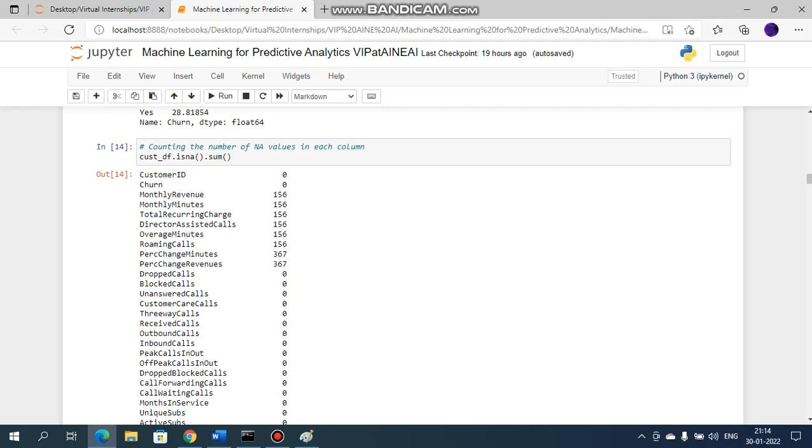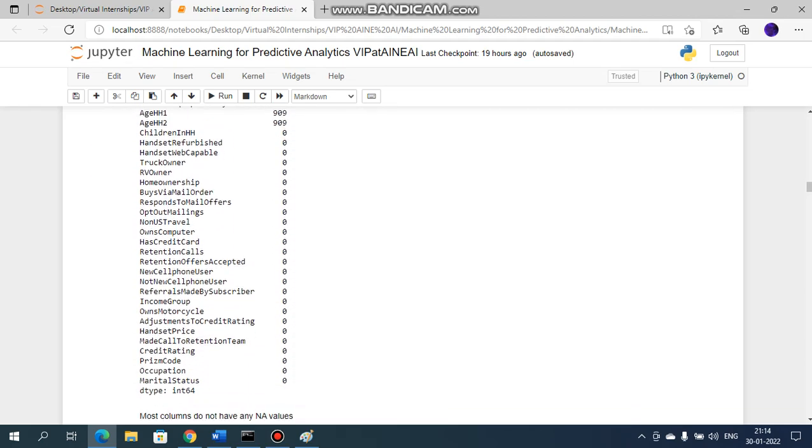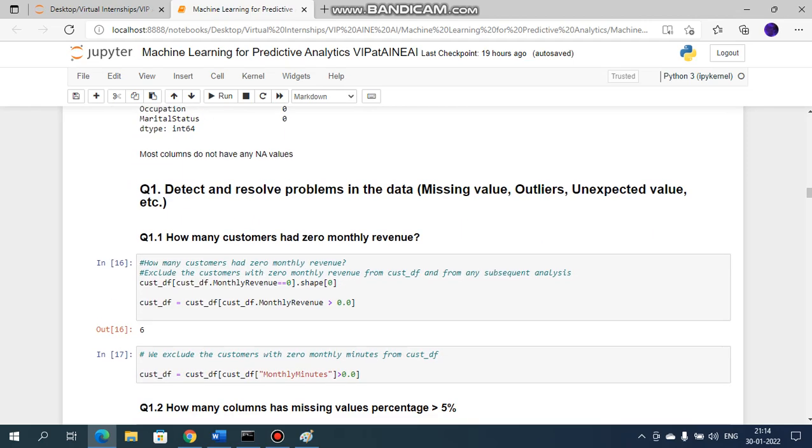Here we can see how many NA values are in each column. Many columns do not have any NA values. In this question, we found out that 6 customers had 0 monthly revenue. We update the data frame to exclude those customers, and we also exclude the customers with 0 monthly minutes.